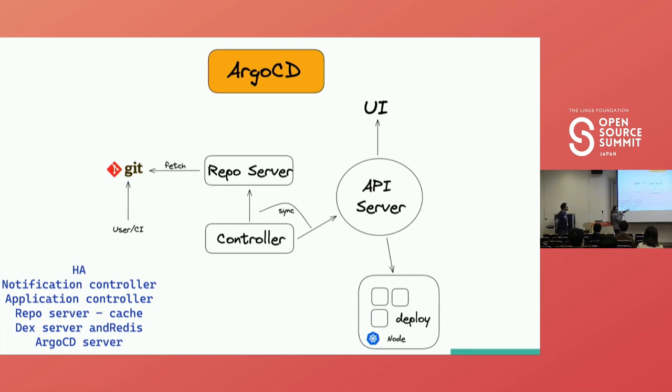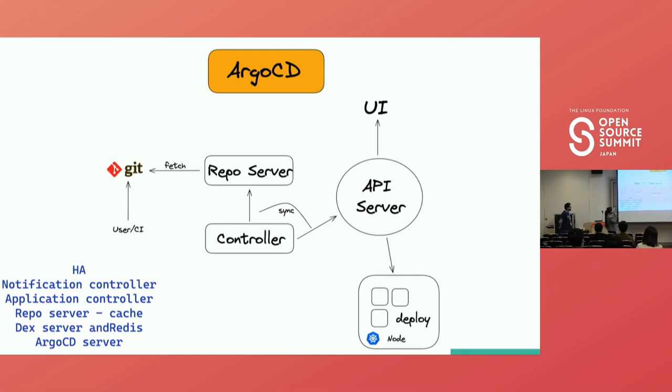So this is the workflow. The user pushes the code to Git. Now, the repo server stores the cache, it tries to fetch the code or data from Git. And then there is a controller which maintains the sync between the API server and the repo server. Then there is a UI, which keeps updating the live status of your application. Then your application is deployed successfully.